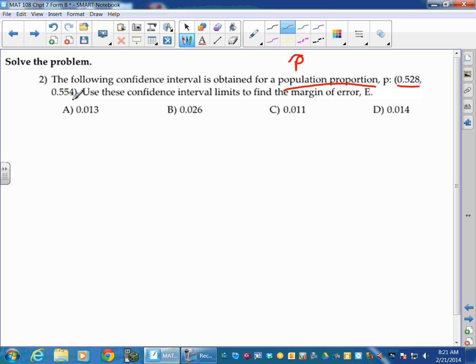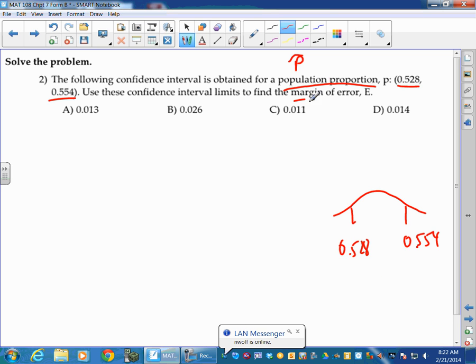What are these numbers right here? Using stats terms, what are those numbers? Left bound, right bound confidence intervals. So, I write my confidence intervals, 0.528 and 0.554. The question is asking to find the margin of error E. How do I draw that in my picture? What number do you have to find first? Very good. You have to find out what p hat is.